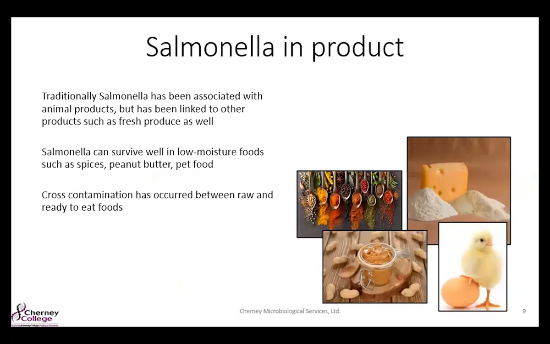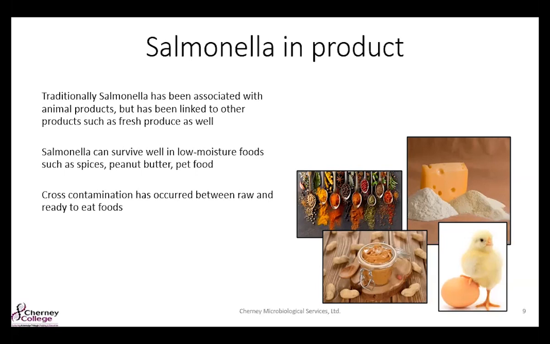So Salmonella and product. Traditionally, Salmonella has been associated with animal products, but it has been linked to other products such as fresh produce as well. Recently, I've seen some Salmonella recalls for mushrooms, onions, fruit products. And then, as mentioned earlier, Salmonella can survive well in those low moisture foods, such as spices, peanut butters, other nut butters, pet foods, etc.